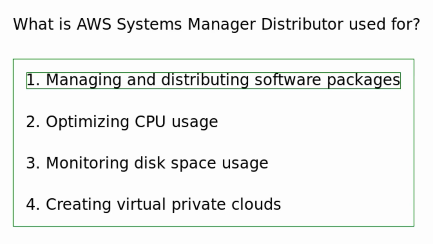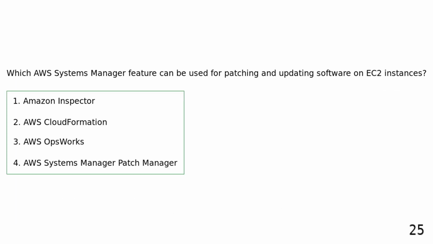Distributor in AWS Systems Manager is used for managing and distributing software packages across your instances, simplifying software deployment and updates. Which AWS Systems Manager feature can be used for patching and updating software on EC2 instances? Amazon Inspector, AWS CloudFormation, AWS OpsWorks, AWS Systems Manager Patch Manager.